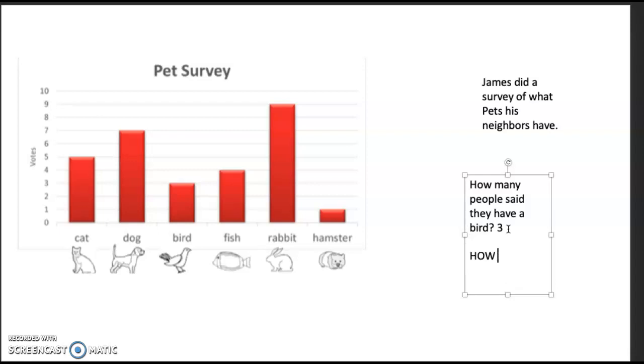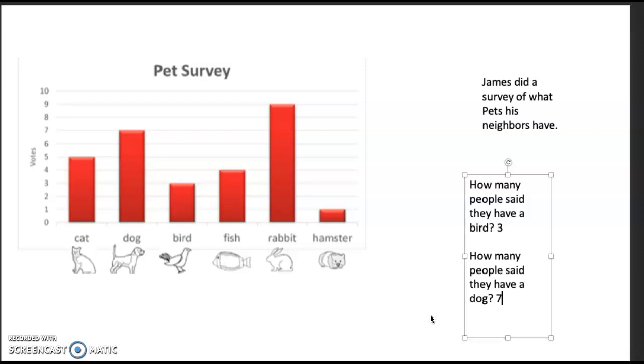How many people said they have a dog? Okay, so you do the same thing. You look at the bottom of your graph. We see where the dogs are. Then we follow our bar all the way up until it stops right here. And then we follow that line all the way over here. And it says there are how many? That's right, 7. 7 people, 7 votes have dogs.